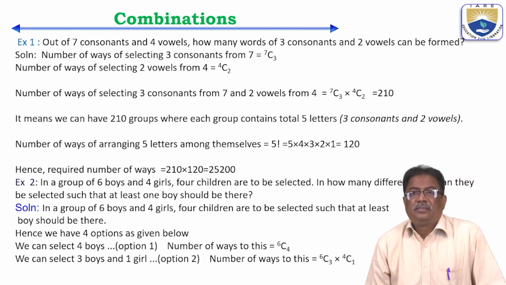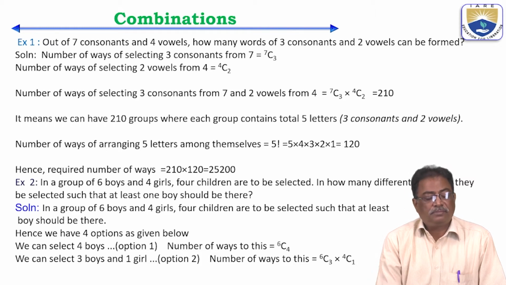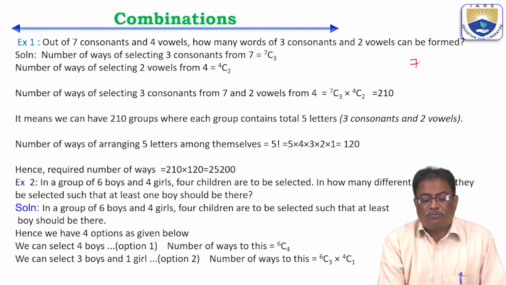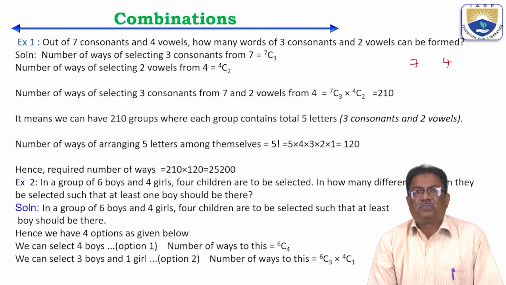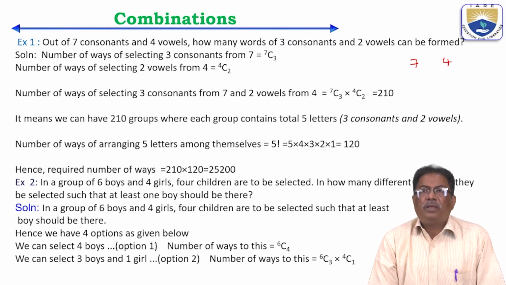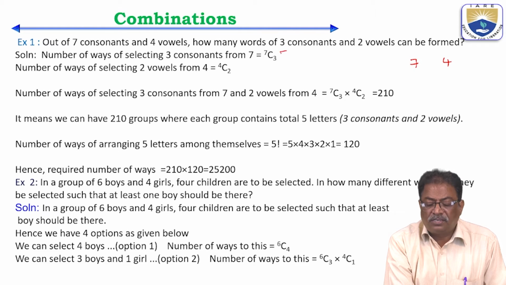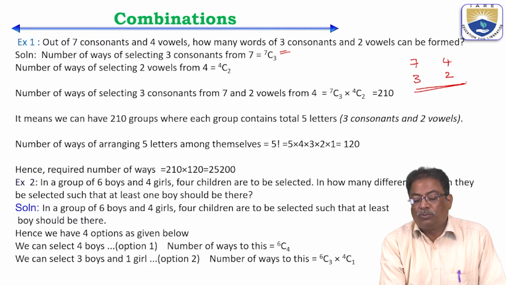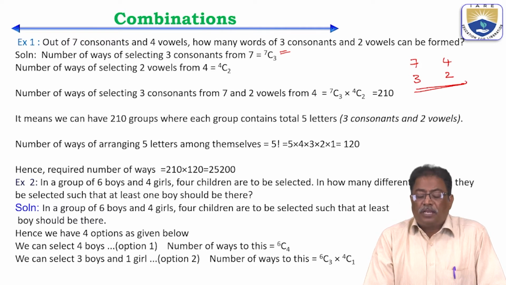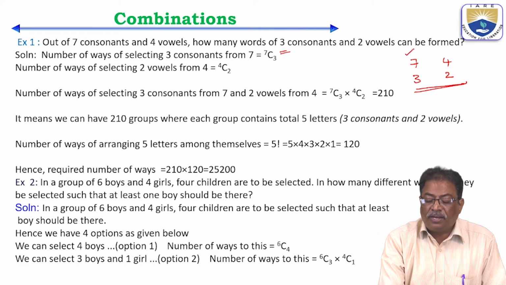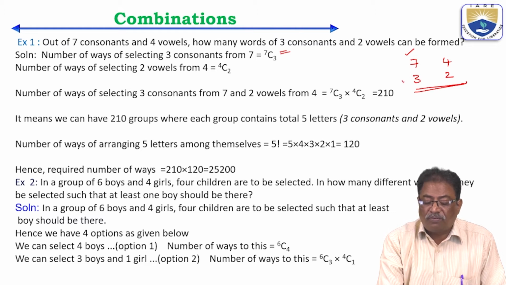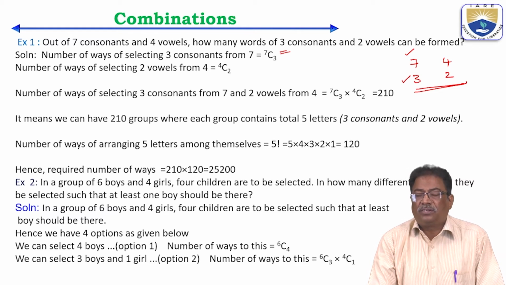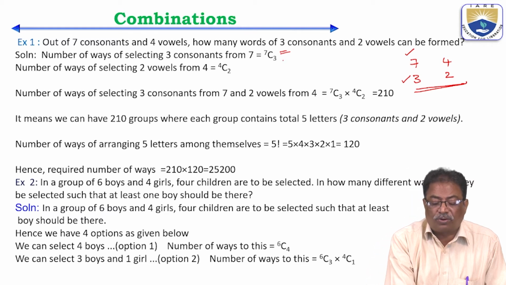Now let us look at some problems on combinations. Out of 7 consonants and 4 vowels, the question is, how many words of 3 consonants and 2 vowels can be formed? There are 7 consonants, so from 7 consonants, the number of ways we can select 3 consonants is 7C3.